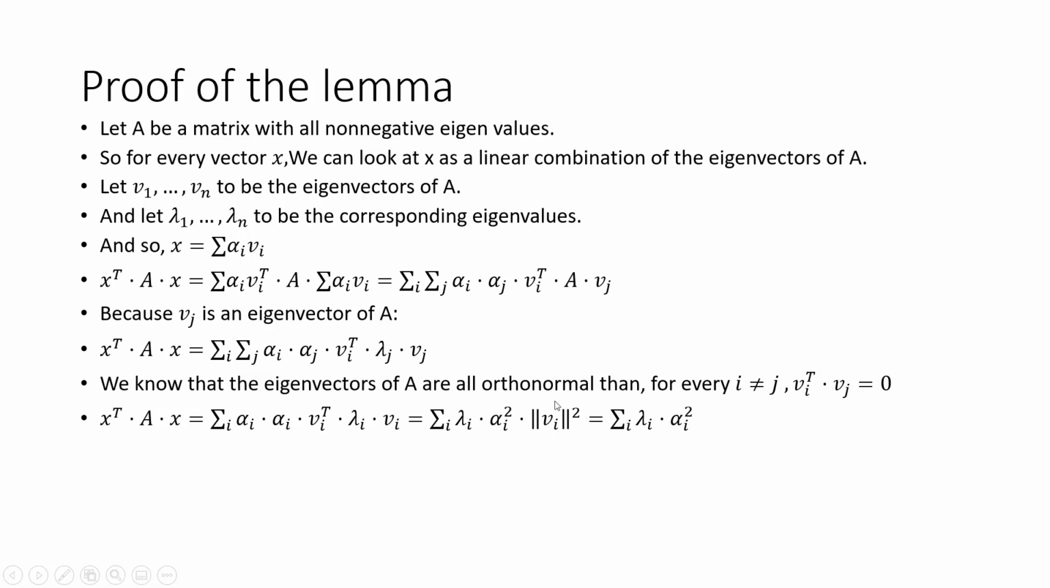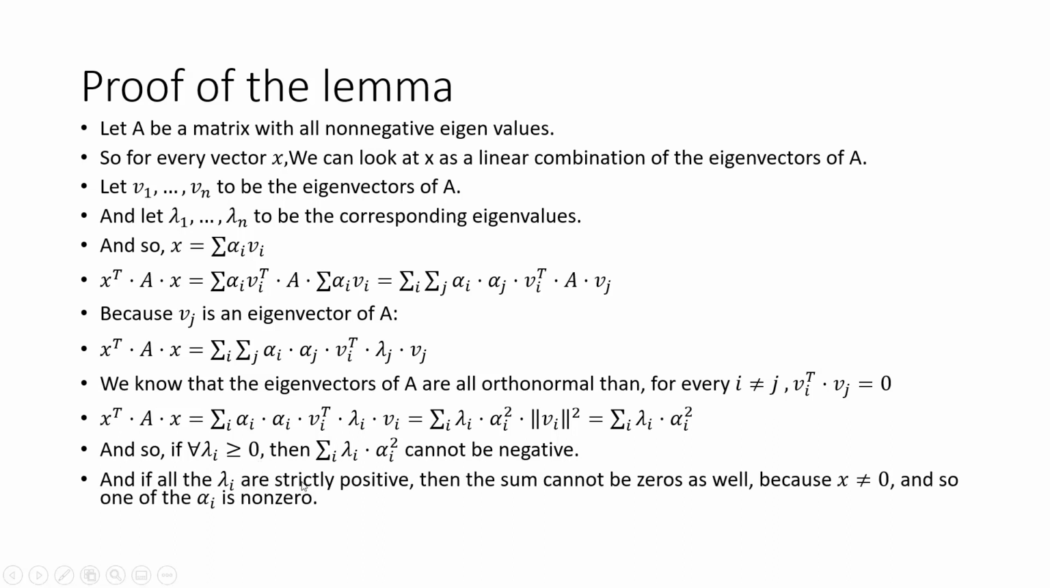But all of the eigenvectors of A are orthonormal, meaning that their induced norm, even squared, is 1, and so we can simplify it further to get this expression, the summation over i of lambda i multiplied by alpha i squared. And so if every lambda i is non-negative, then this expression cannot be negative. But if all of the lambda i's are strictly positive, then the sum cannot be 0 as well, because we know that x is not the 0 vector, meaning that some alpha i is non-zero.